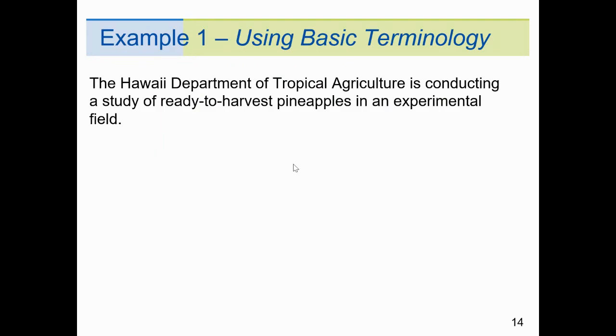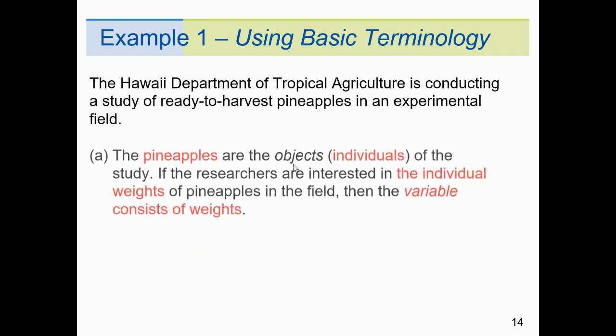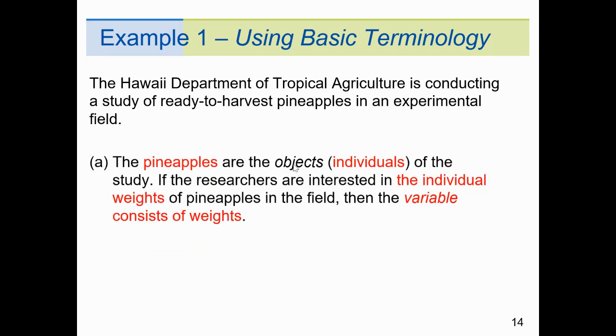The Hawaii Department of Tropical Agriculture is conducting a study of ready-to-harvest pineapples. The pineapples are the objects or individuals. The individual weights of the pineapples would be a variable. You're looking at the pineapples and finding some information about the individuals and their weights. This numerical number is a variable.